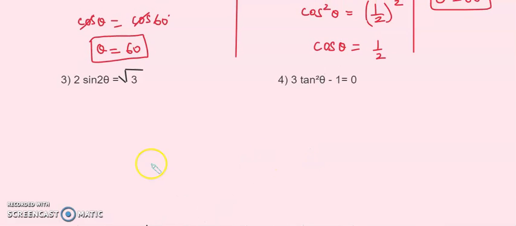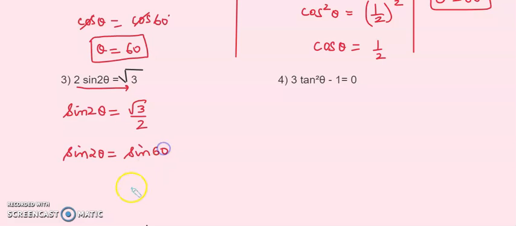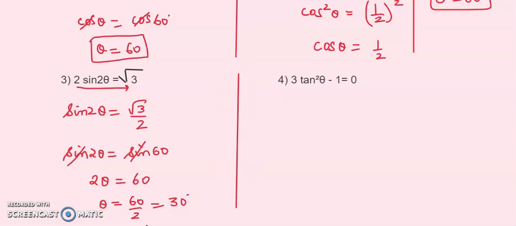Okay, next. First of all, I'm going to shift the 2 to the other side. So it becomes sine 2 theta equals root 3 by 2. Now, which angle of sine is root 3 by 2? Yes, so it's sine 2 theta equals sine 60, right? The sine and the sine get cancelled off. You will be left with 2 theta equals 60. Divide the 60 by 2. So you get 30 degrees, right? Again, sine 60 is root 3 by 2.